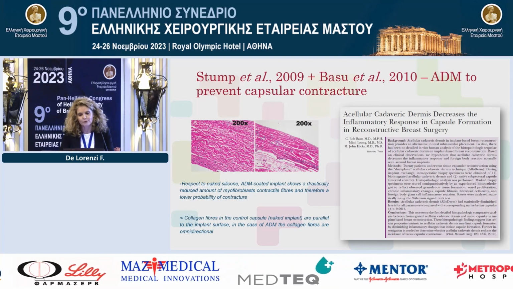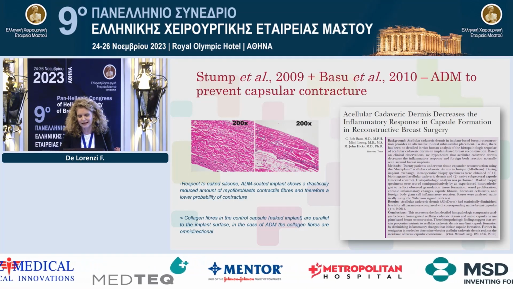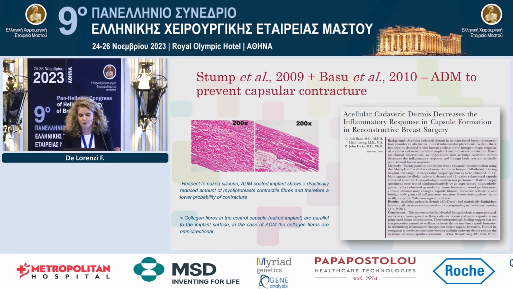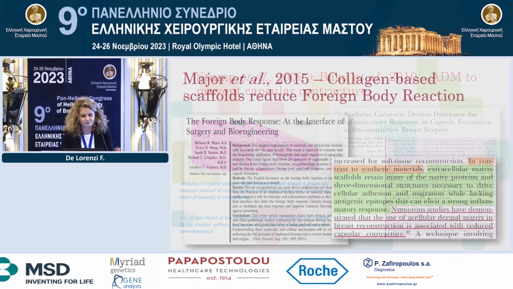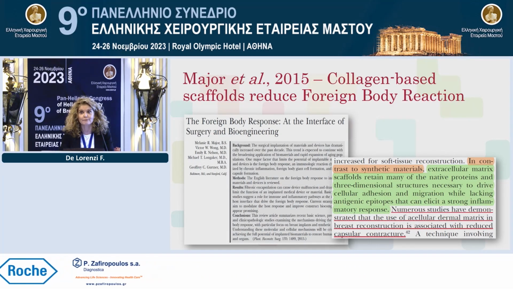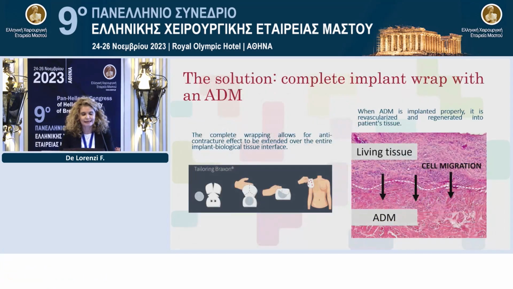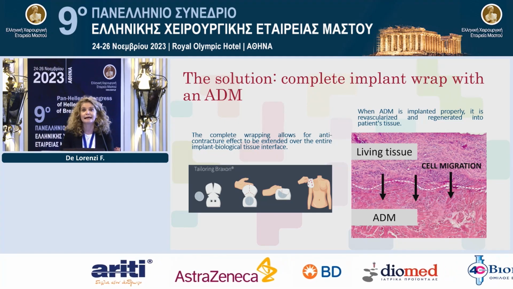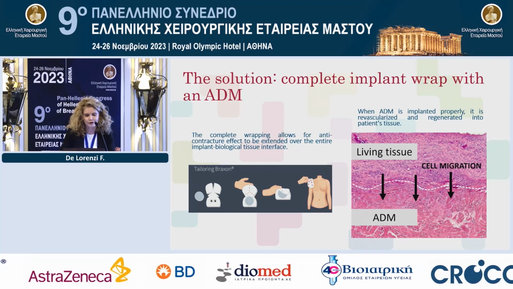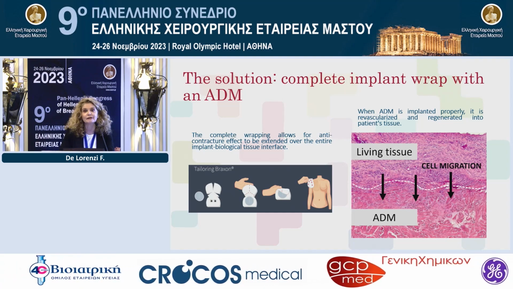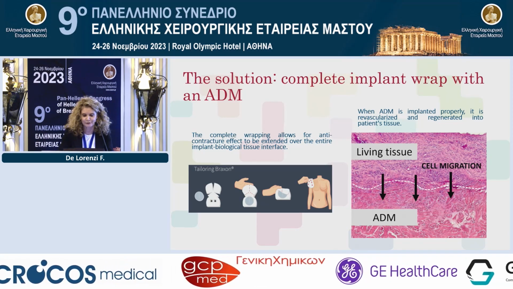Furthermore, we know that acellular dermal matrix decreases the inflammatory response in capsule formation, and also that collagen scaffolds reduce the foreign body reaction. So the idea, more than 10 years ago, was to completely wrap a silicone implant with an ADM, to allow an anti-contracture effect to be extended over the entire implant-foreign body interface.